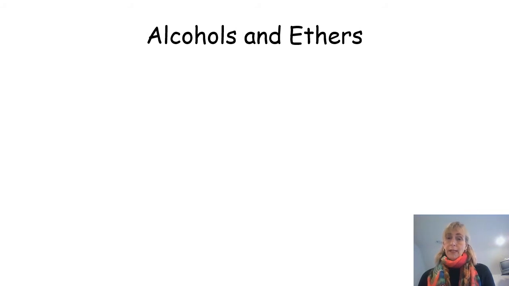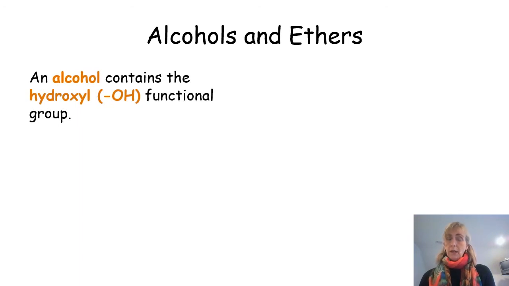All right, let's head to another couple of functional groups. What I've done in the PowerPoint is to group them together according to similarities. So the alcohols and ethers are the next two functional groups. Alcohols, the alcohol family, consists of compounds that contain a hydroxyl functional group. What's a hydroxyl functional group? It is an oxygen bonded to a hydrogen, an OH as we call it.